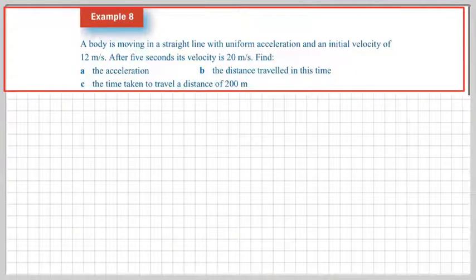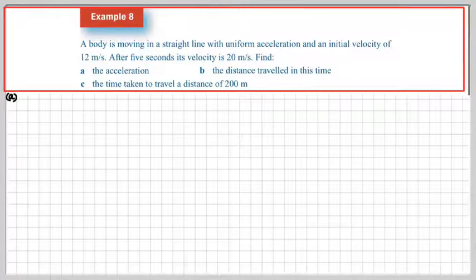Now, here's an example which we should do. Okay? Alright, we've got a body moving in a straight line with a uniform acceleration. Now, that gives us our license to use these formulae, okay? But if they don't say that, you haven't got any right to use these formulae. I can't emphasize that strongly enough. And it's got an initial velocity of 12 meters per second. After 5 seconds, velocity is 20. Find the acceleration, alright? And then the distance traveled in this time, and the time taken to travel a distance of 200 meters. Okay, that's pretty straightforward.